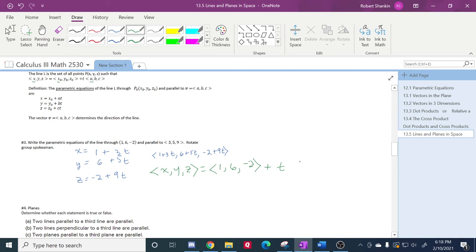Plus t times the vector. This equation in vector format means the same thing as this set of three equations right here. It's just breaking them up component by component, looking at the x components here, the y components, the z components. So these are equivalent. Any questions?